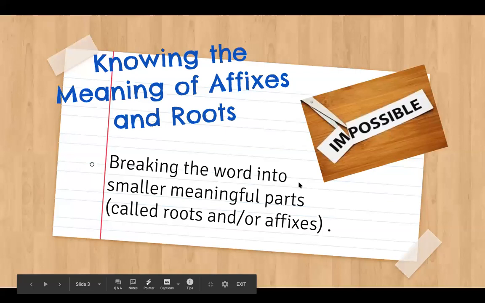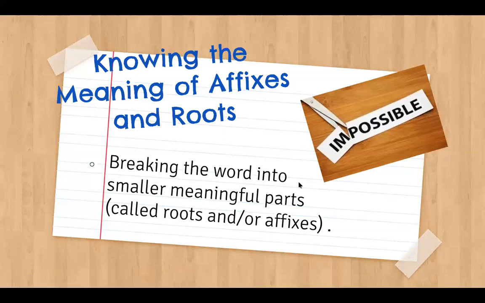Let's see the first method, which is knowing the meaning of affixes and roots. What does this mean? This is simply breaking the word into smaller, meaningful chunks that are called roots and affixes. The root is the basic word, without any addition. For example, the word happily consists of the basic word happy, which is the root, and the ly to give the adverb. The ly is called an affix, which means an added element to adjust the meaning of the basic word.